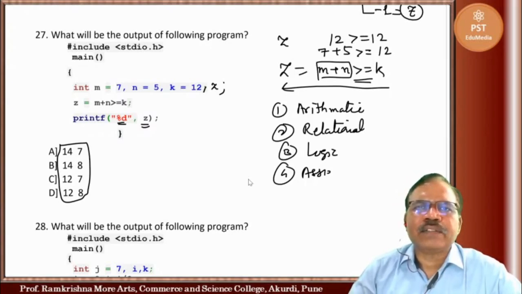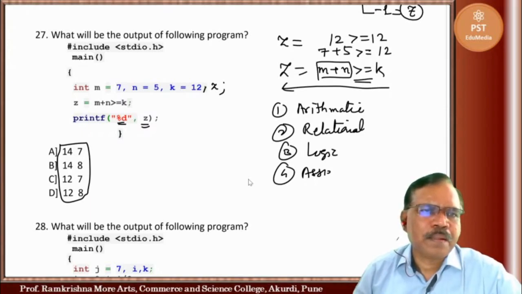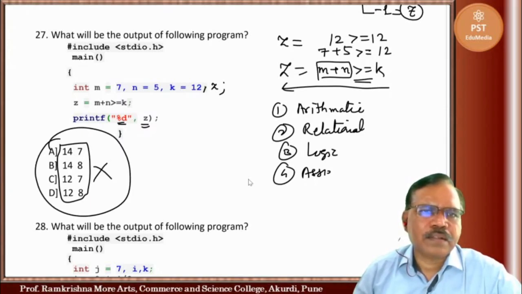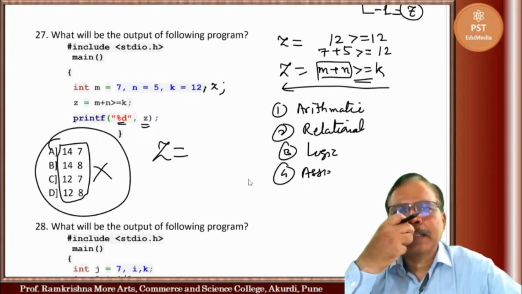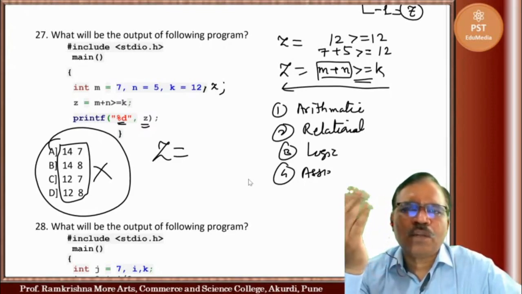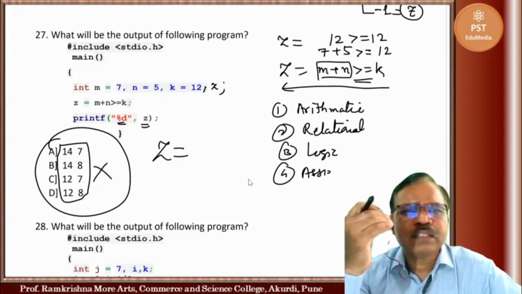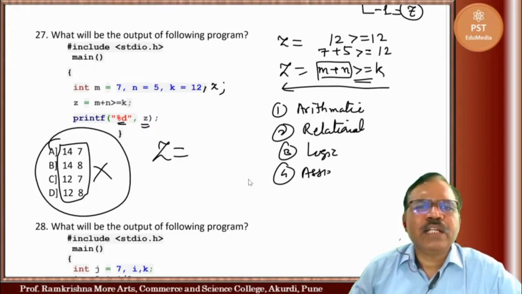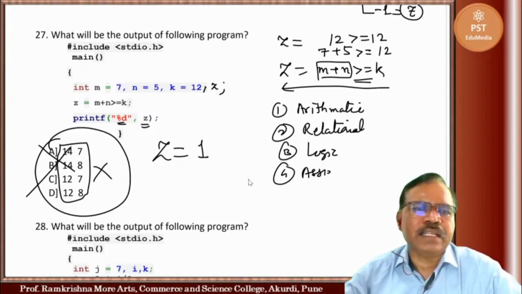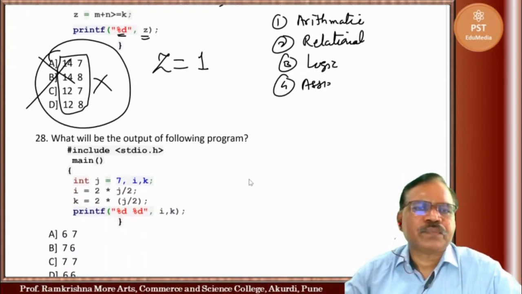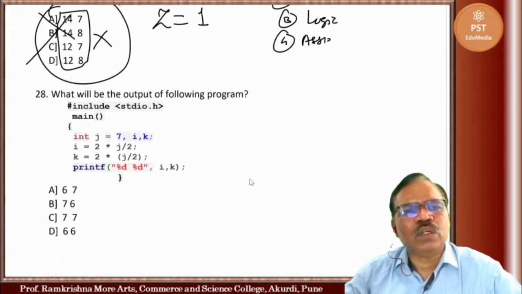So what is z? What is the value of z? 1. Is it true or false? It is true. So z will be 1. So z is equal to 1.